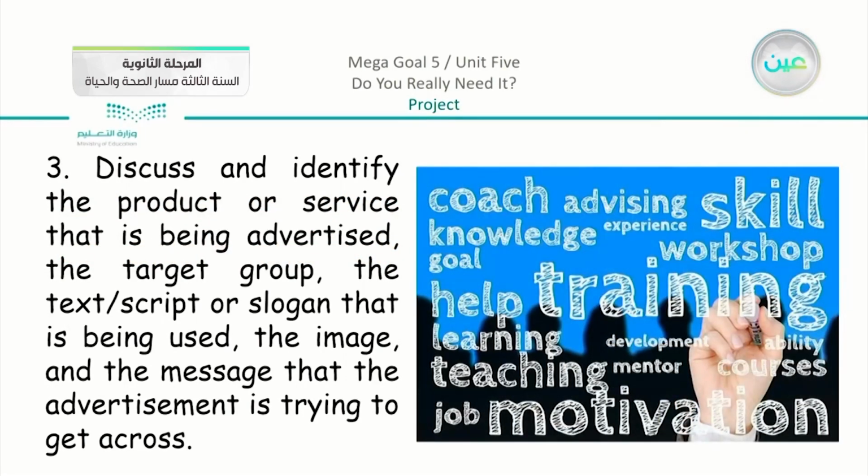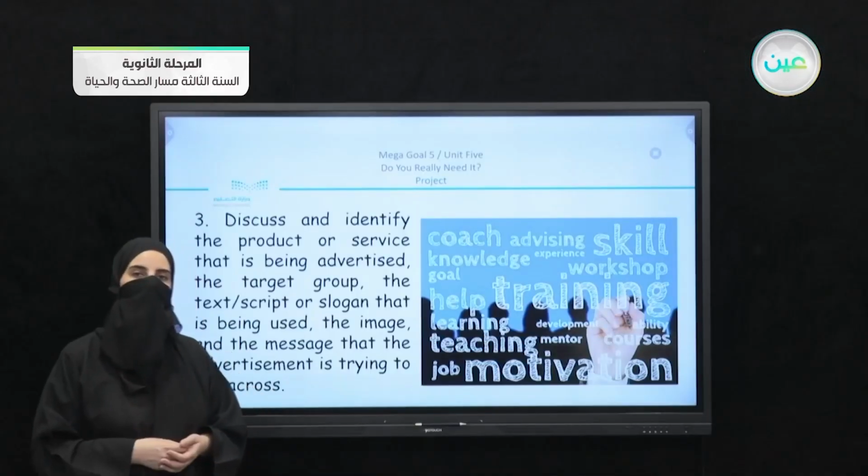Now here we can see number 3, discuss and identify the product or service that is being advertised. So we're going to take the same advertisement. For example, we have seen something on a billboard or maybe on TV or on social media. The first thing that we are going to do together is to discuss the advertisement and see the advantages and the disadvantages of this product. After that, the target group, the text script or slogan that is being used. So we are going to see what the different parts of this advertisement are.